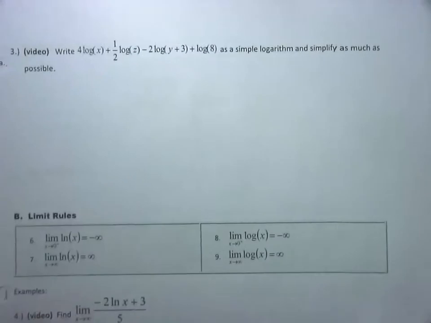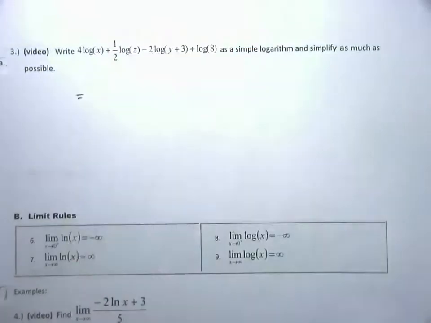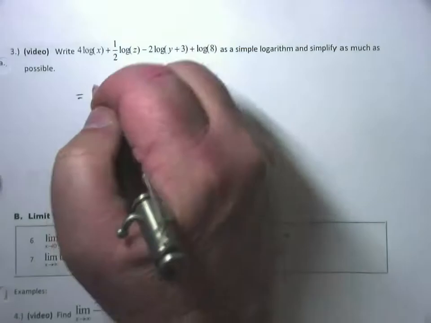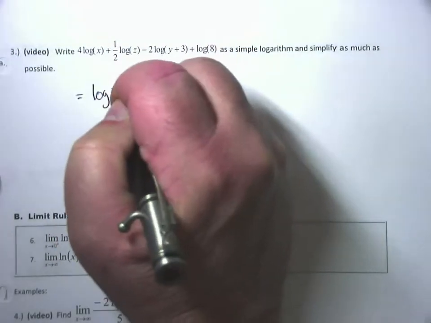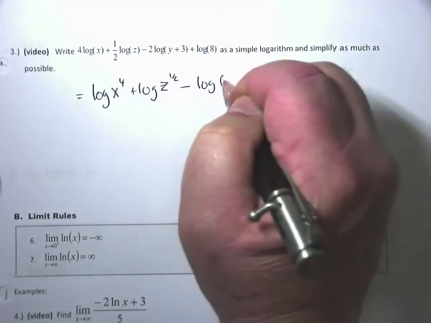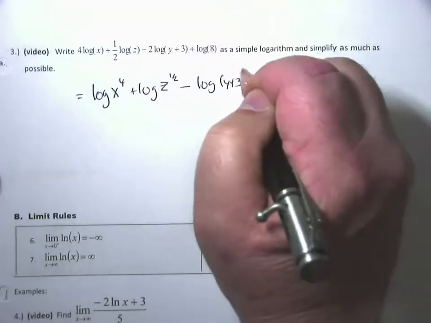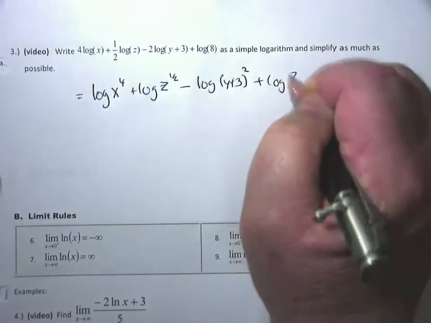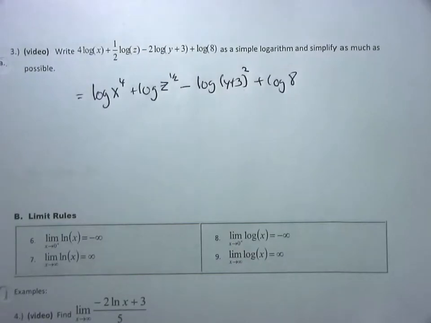So here we go. I want you to write 4 log of x plus 1/2 log z minus 2 log of y plus 3 plus the log of 8 as a single logarithm. Okay? All right, here's the thing. This is going to be equal to, if you've got a coefficient in front of the log, you've got to put it back where it came from. So this will be the log of x to the fourth plus the log of z to the 1/2 minus the log of y plus 3, that 2 goes back in the exponent, squared, plus the log of 8. Does that make sense?